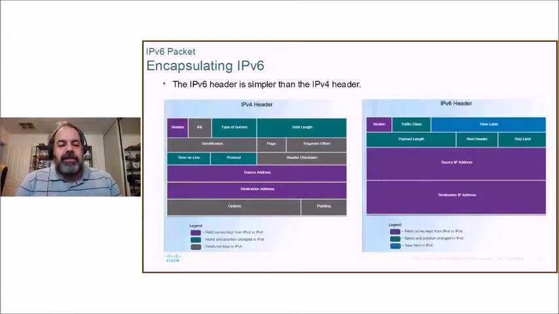So if you compare the headers, as you can see, there are fewer fields. Of course, the addresses are 4 times bigger, but they've sort of made up for that with less other information. And so hop limit is equivalent to time to live. Of course, the version field's the first thing, and so on. So it is certainly different, but it is actually the same size.